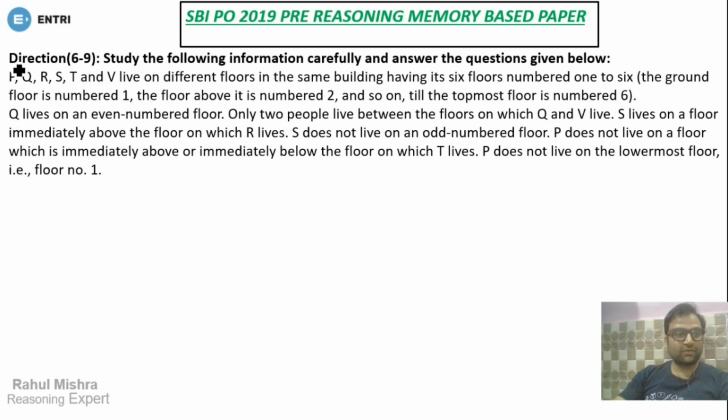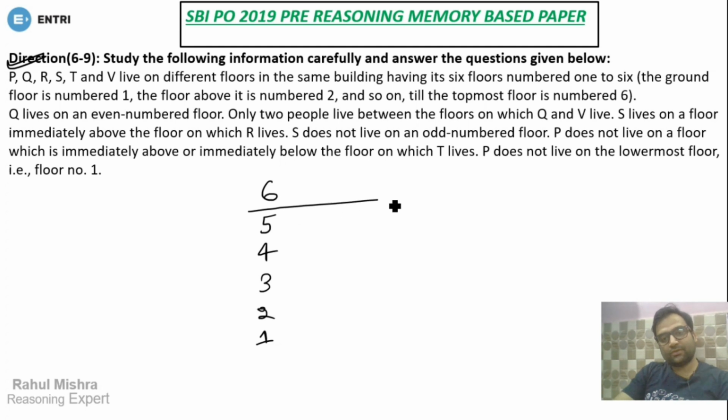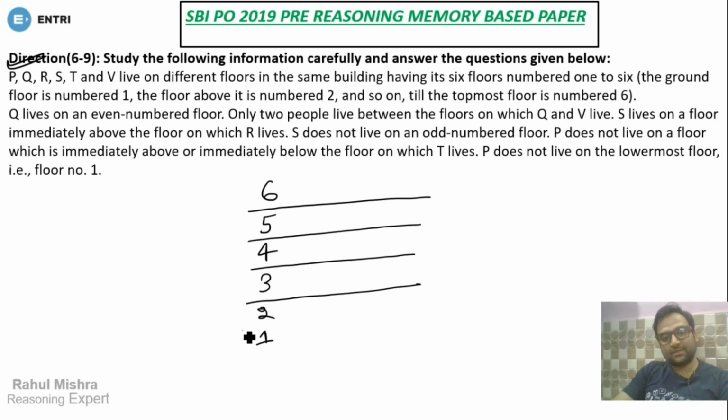So now students, we will solve question number 6 to 9. Question number 6 to 9: P, Q, R, S, T and V live on different floors in the same building having 6 floors, numbered 1 to 6. Ground floor is number 1 and above it number 2 and so on till the topmost floor is numbered 6. Okay, so this is a floor based puzzle, but we have to first fix the floors. Total number of floors are 6, so we have to fix 6 floors: 6, 5, 4, 3, 2, 1. Just fix these floors and after that we will start solving the puzzle.